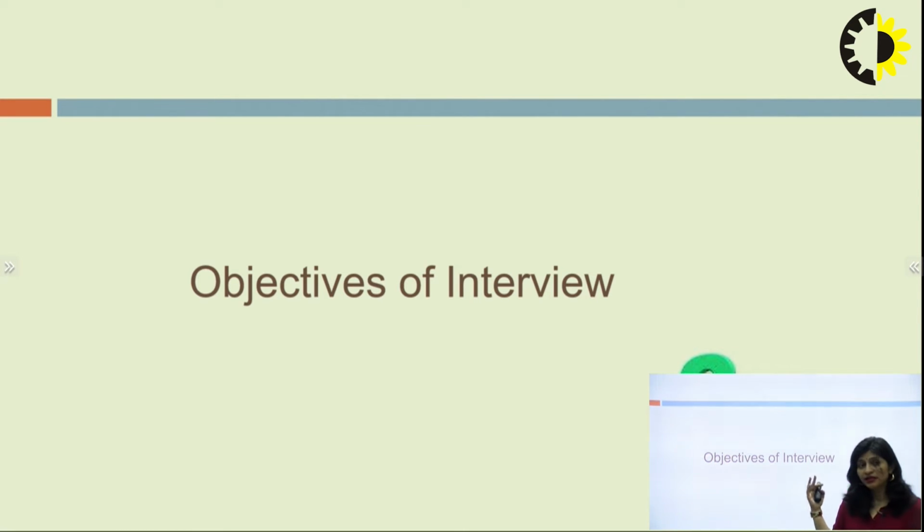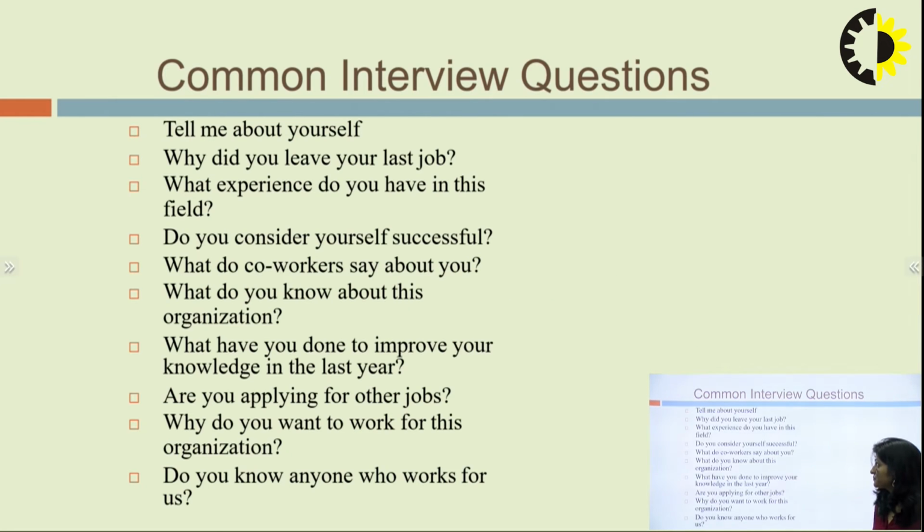The need of the interview, or the objectives of an interview, is to select the best candidate for the job, to judge the overall personality of the candidate, to judge different attributes and skills which are not mentioned in his CV, to judge your actual strengths and weaknesses, and obviously to judge your communication skills and how you behave. So these are the main objectives of an interview.